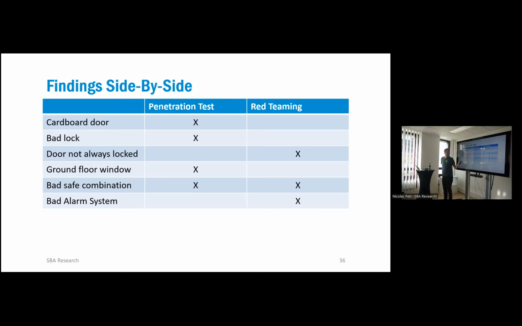So the bad safe combination is in both. And this alarm system, which is basically the detection and response or a detection system, was also bad, which is something that the penetration test just didn't test. It could maybe identify it, but it's not really the primary scope of a penetration test to also test if the alarm system works well. What happens if there's an alarm? Because in a penetration test, it's not a real alarm. Everybody will know.